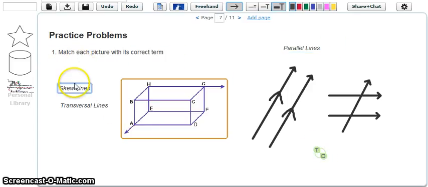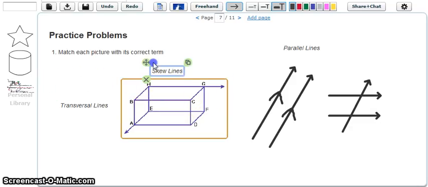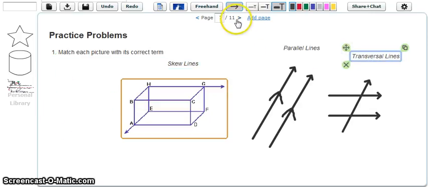Next, we're going to look for the figure with skew lines. Skew lines means that the lines never intersect or are on the same plane. These lines obviously intersect right here, so we know it's not that, and so we take a look at this figure, and an example in here would be BH and DF. They are skew lines because they're not on the same plane and they don't intersect. And then finally we just have this figure left. We know that transversal lines from earlier have one line that crosses two lines at two different points, and so we can go ahead and drag this above here.